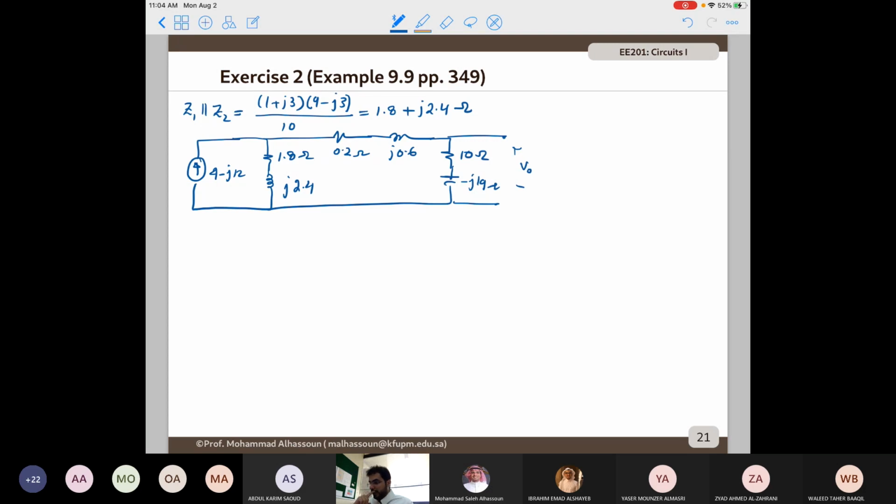So now we need to convert it back to a voltage source in series with an impedance. In this case, we multiply 4 minus J12 by the impedance, which is 1.8 plus J2.4. If you multiply it, you will end up with 36 minus J12.